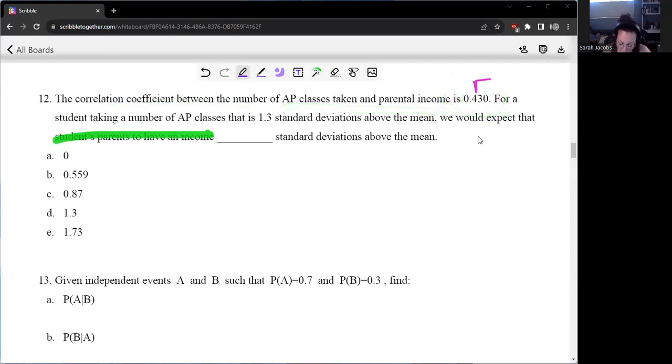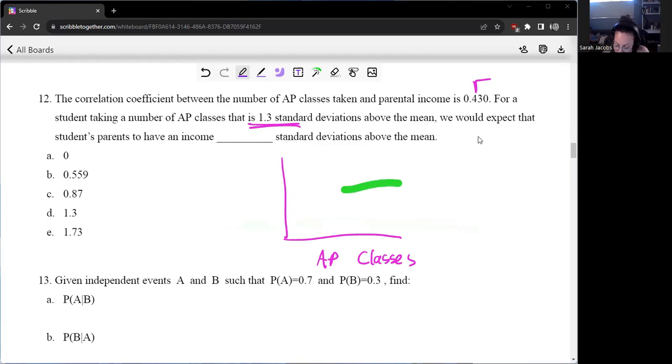For a student taking a number of AP classes that is 1.3 standard deviations above the mean, we would expect that student's parents to have an income blank standard deviations above the mean. Okay, so this is one of the applications of our correlation coefficient. We're saying that along the x-axis, the number of AP classes, I'm just going to say AP classes, is 1.3 standard deviations above the mean. So it's farther to the right than average.